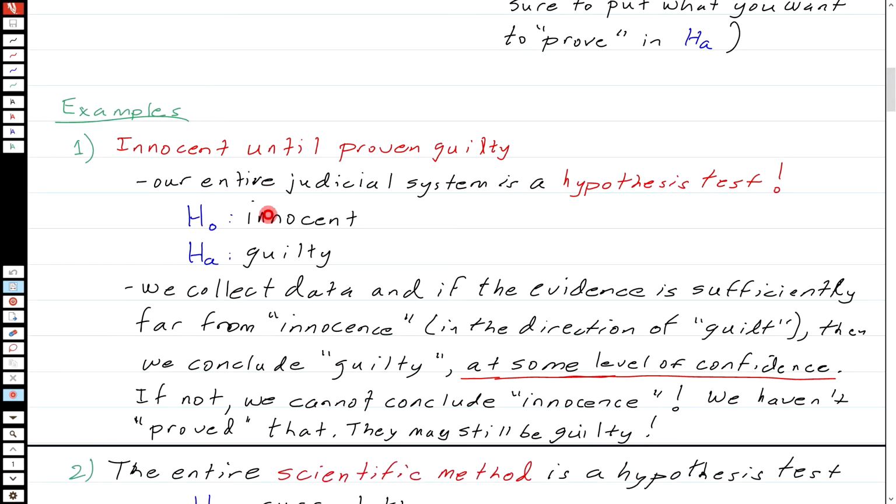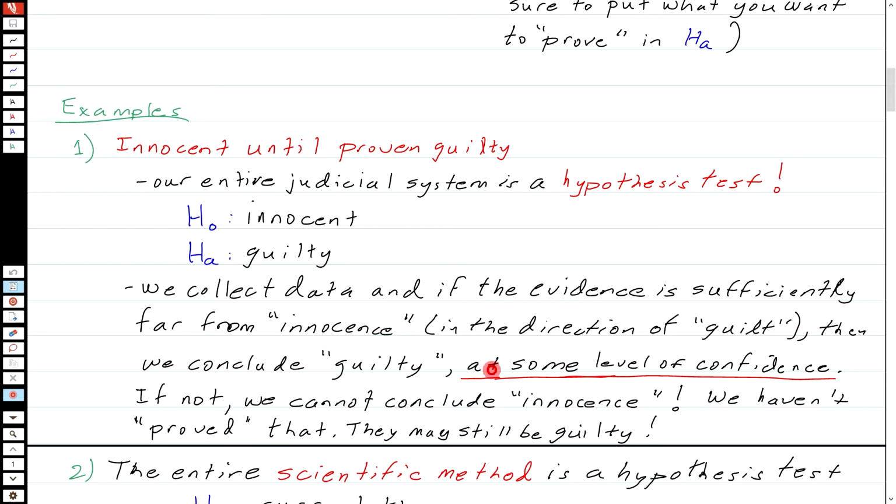Okay, some examples, really classic examples of hypothesis tests we live with all the time. One is our entire judicial system is based on a hypothesis test. The idea, innocent until proven guilty, is our null hypothesis. The null hypothesis, by default, you're assumed to be innocent. You are only proven guilty when enough data is collected that is far enough away from innocence in the direction of guilt to prove that you are guilty.